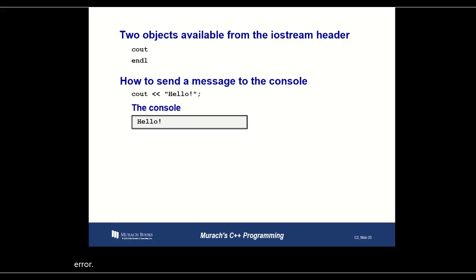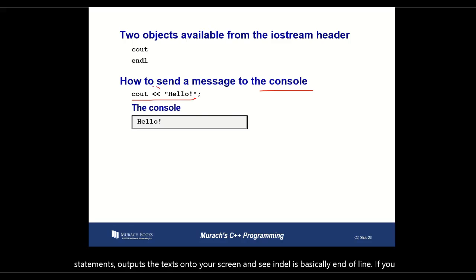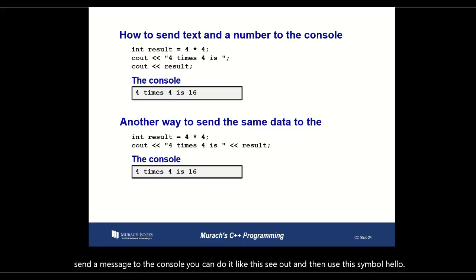Now, two variables from the iostream header we have already seen. cout outputs the texts onto your screen, and endl is basically end of line. If you send a message to the console, you can do it like this: cout and then use this symbol, hello. So then you see this on the console.